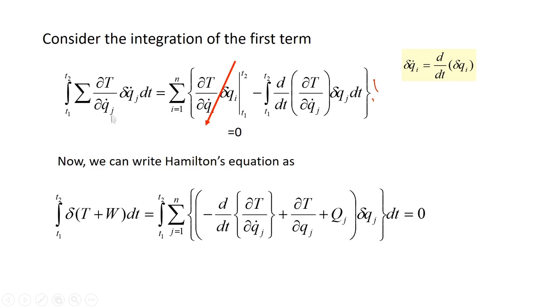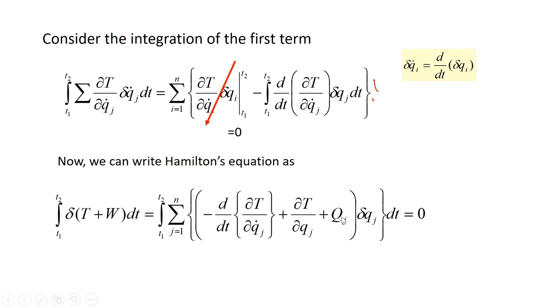So we have got this first term of the Hamilton's equation, and the second term as it is, Q j delta q. After writing this in the equation, the integral of delta T plus delta W dt from t1 to t2 equals the integral from t1 to t2 of the summation over j equal to 1 to n, and the integration result that we have done here, minus d by dt of del T by del q j dot, plus del T by del q j plus Q j, with delta q j taken common.